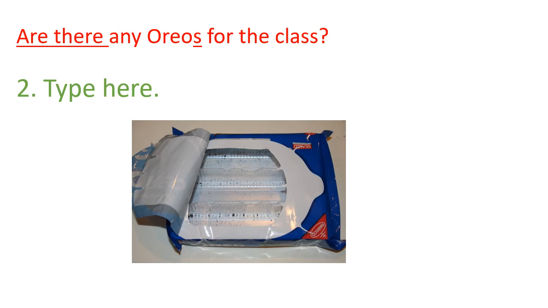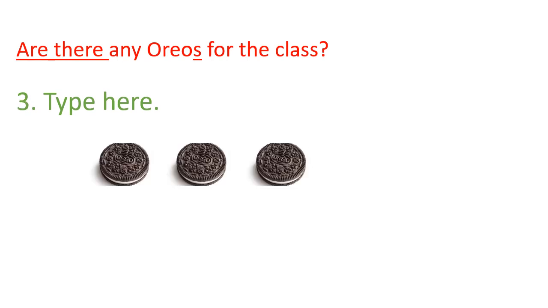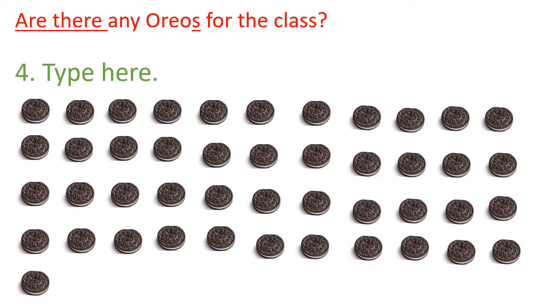Type your answer here, the green words. Number 3, are there any Oreos for the class? Type your answer here, where you see the green words. Is number 4. So look at the number of Oreos. You can also count the number of Oreos to determine the quantifier that you use in the sentence. Are there any Oreos for the class?